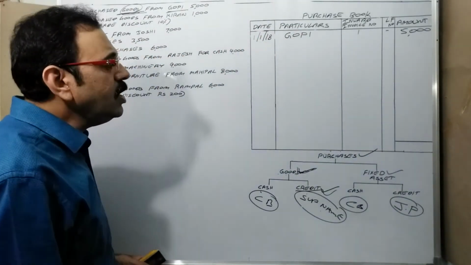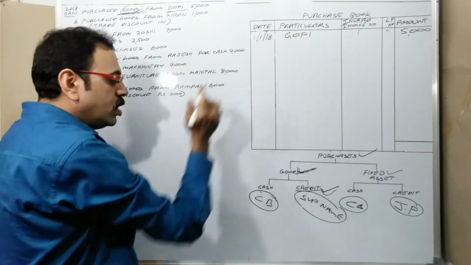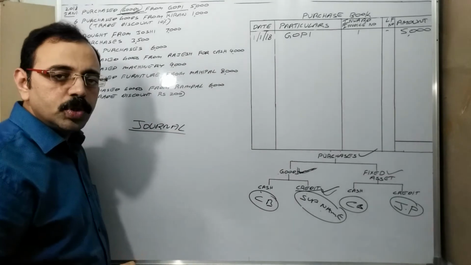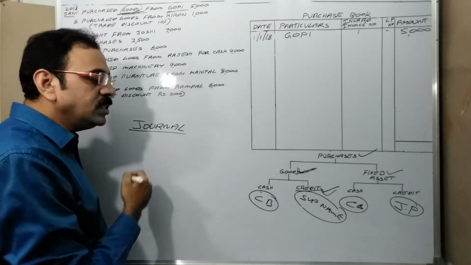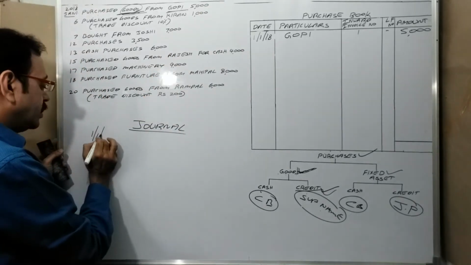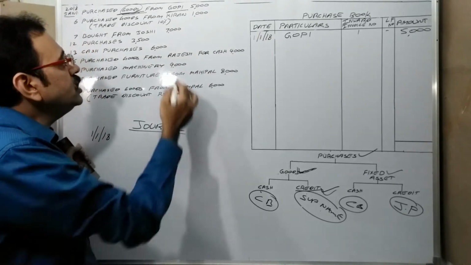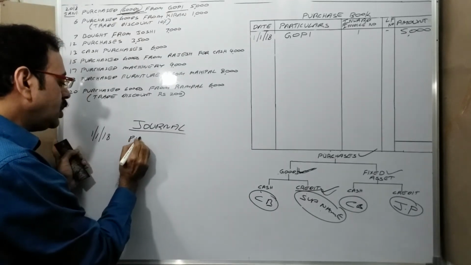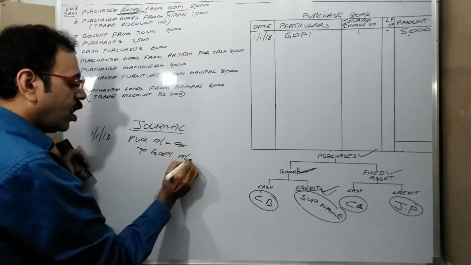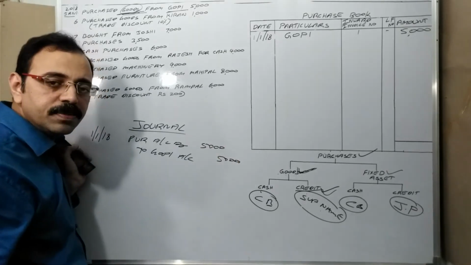Then, see, while recording the transaction, what is the difference between a subsidiary book and a journal? You should observe. If we maintain a journal, how do we record this transaction? In the date column, we write the transaction date, and in the particulars column, we write the journal entry. What is the journal entry for this? Purchases account debit to Gopi account. Amount is 5,000 rupees, 5,000 rupees.